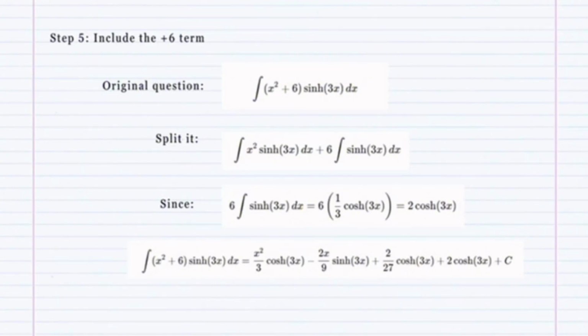I apply the upper limit x equal to 1 and lower limit x equal to 0 to the antiderivative. After substituting x equal to 1, I obtain the value at x equal to 1, then I substitute x equal to 0 using cos 0 equal to 1 and sin 0 equal to 0. Finally, I subtract the value at 0 from the value at 1 to get the value of the definite integral. After all the substitution and simplifying, we get the final answer, which is the integral of x squared plus 6 sin 3x dx equal to x squared over 3 cos 3x minus 2x over 9 sin 3x plus 2 over 27 cos 3x plus.